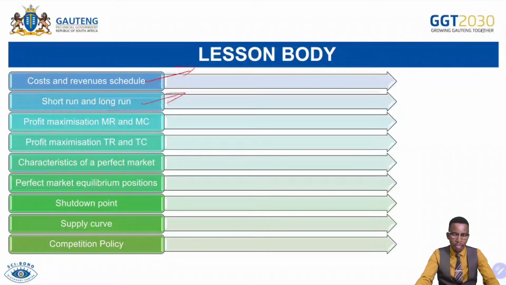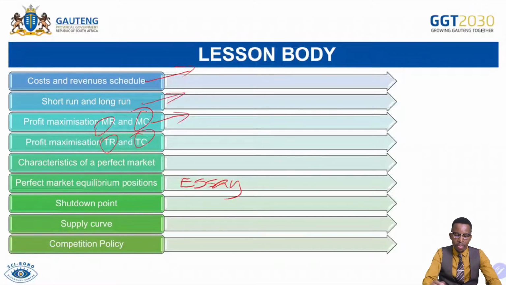Then we'll also be drawing the graph and explaining thoroughly the profit maximization when we are using marginal revenue and marginal cost. And then we'll also use the graph to explain profit maximization when we use total revenue and total cost. Then we'll also discuss characteristics of perfect markets. Then we'll continue by discussing in detail. If I say in detail, that means that's an essay. We will discuss in detail equilibrium positions for the firm under the perfect market.